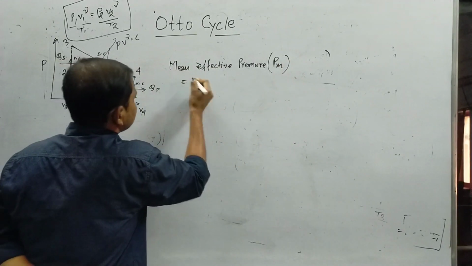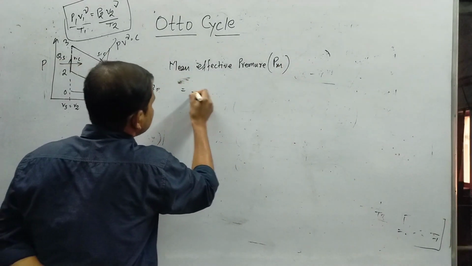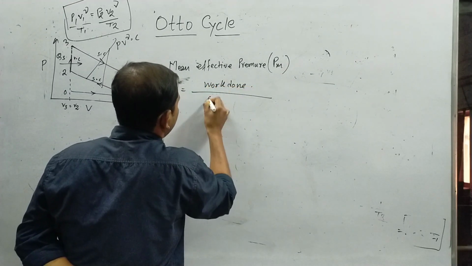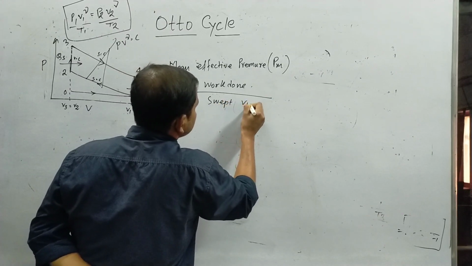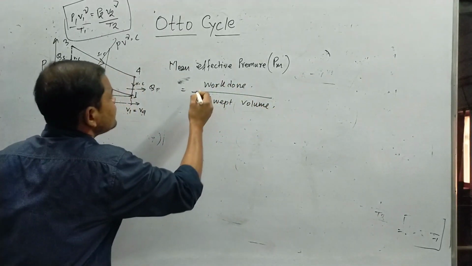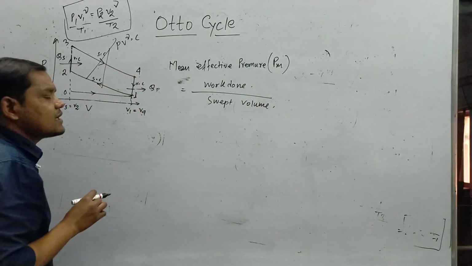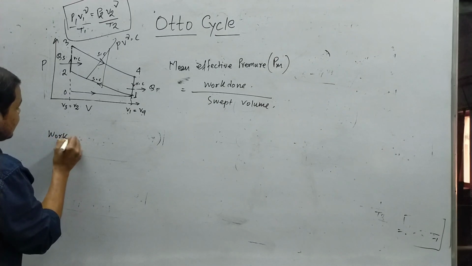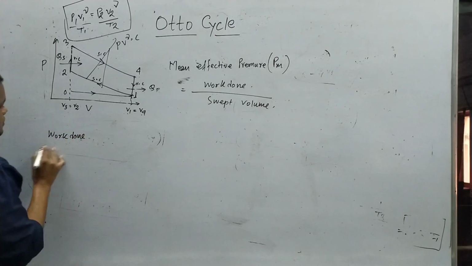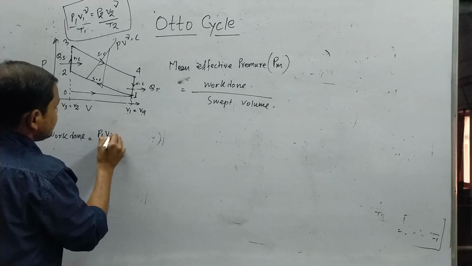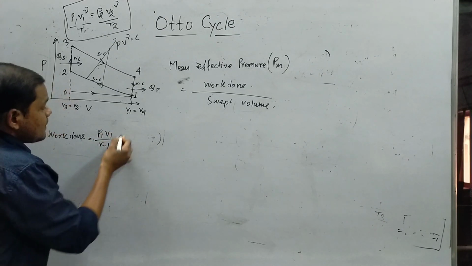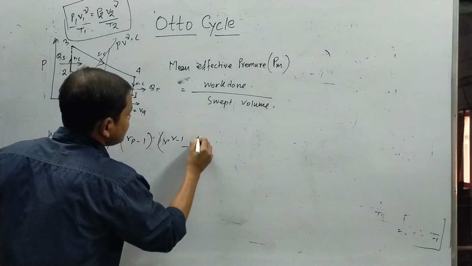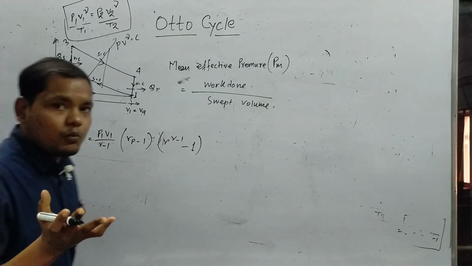It is generally denoted by p suffix m, and defined as the work done divided by swept volume. We have already calculated the equation for the work done. Let me write down that equation: P1 V1 by gamma minus 1, into Rp minus 1 into R to the power gamma minus 1 minus 1. This is the equation for the work done.